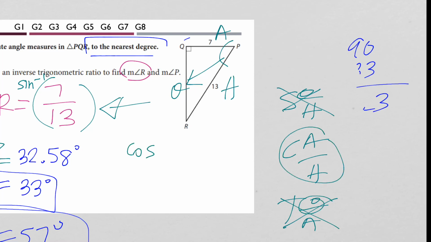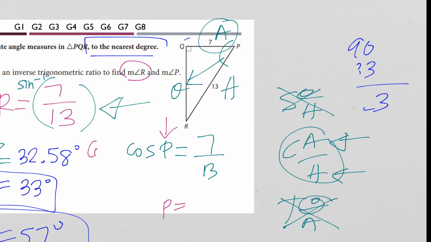So cosine of angle P is equal to the adjacent side, which is 7, divided by the hypotenuse, which is 13. Again, to get rid of cosine, because this is an angle I'm trying to find, I have to use the inverse function, and the inverse function is cosine inverse to both sides. Cosine and the inverse function cancel out, so you're left with P.